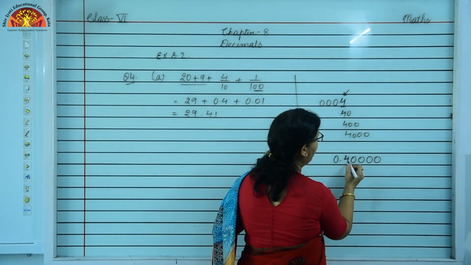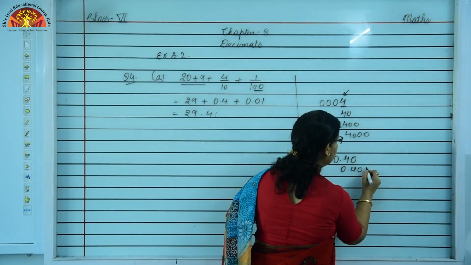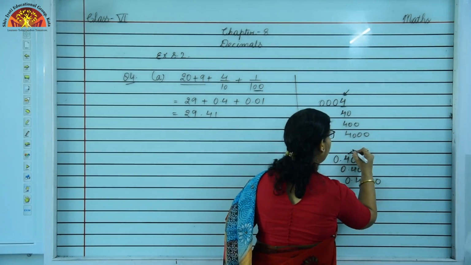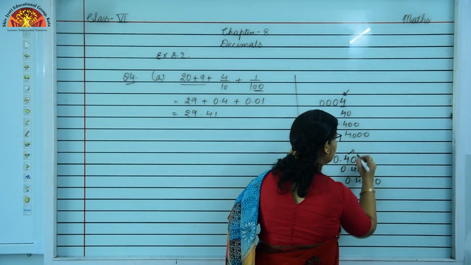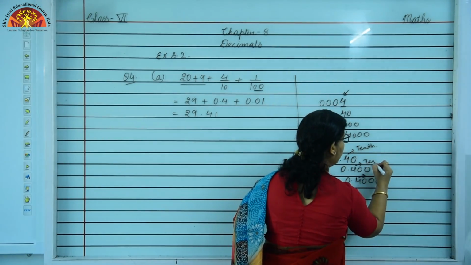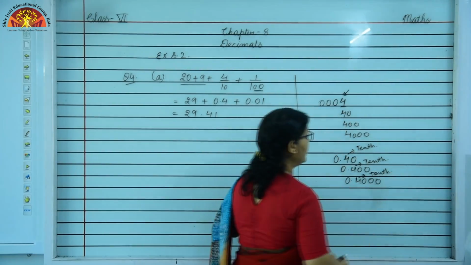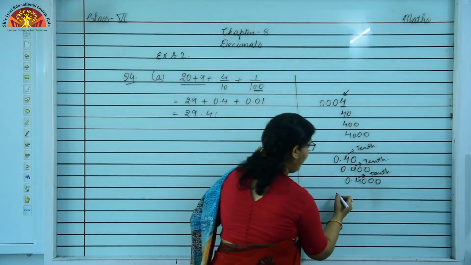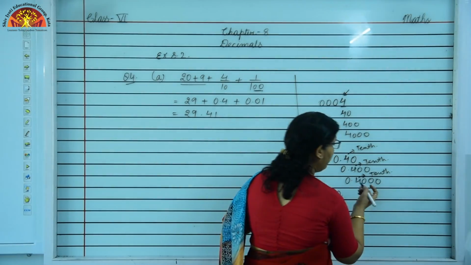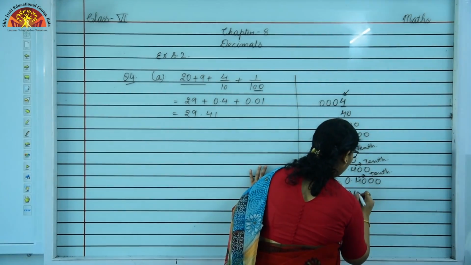0.40, 0.400, 0.4000 means जो ये 4 है, it remains always at 10th place. ये यहाँ पर भी 10th place पर है, यहाँ पर भी 10th place पर है, यहाँ पर भी ये 10th place पर ही है. But when we put 0 in the left side in the decimal part, place value change हो जाती है. 0, 4.